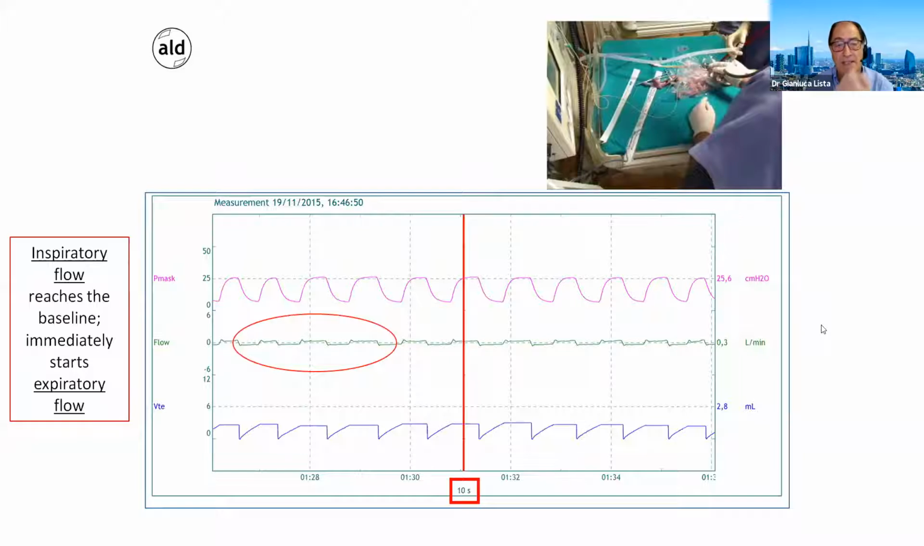In order to understand if the data that you are measuring are really available for understanding what happens in terms of lung aeration, it's very important to observe the flow trace. And it's very important that the inspiratory flow reaches the baseline and immediately starts the expiratory flow.